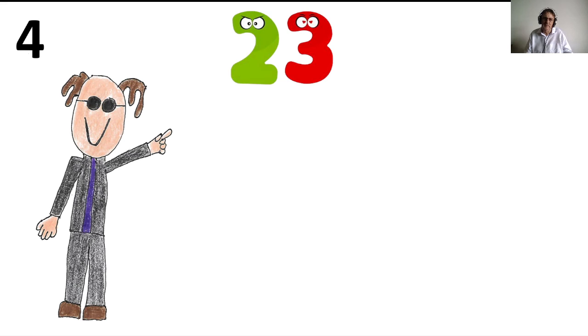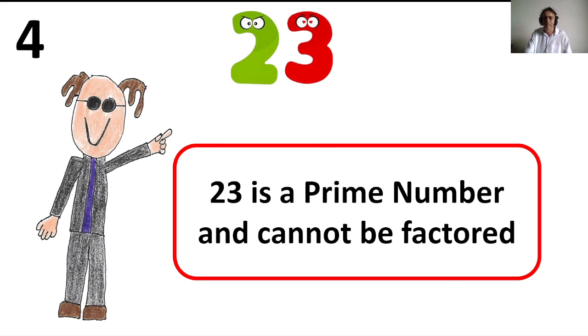Okay, 23. It's an odd number, so we cannot divide by 2. How about 3? Will 3 go into 23? No. How about 5? Does 5 go into 23? No. 7? No. 9? No. 23 is one of these numbers that cannot be factored. Why? Because it is a prime number. 23 can only be divided by 1 and itself, and therefore cannot be factored.